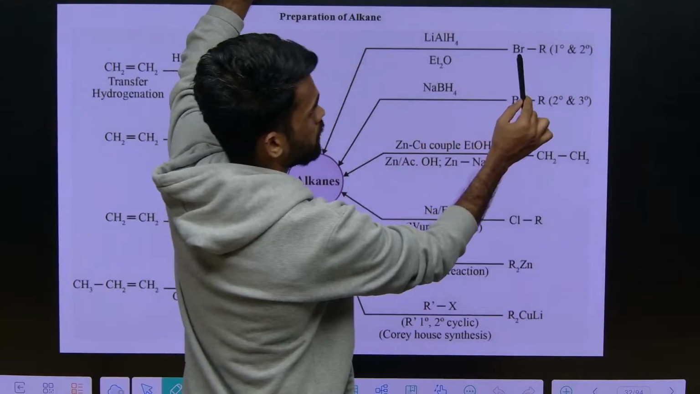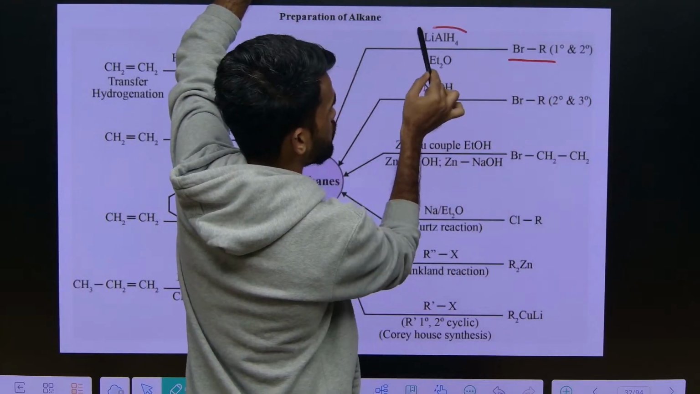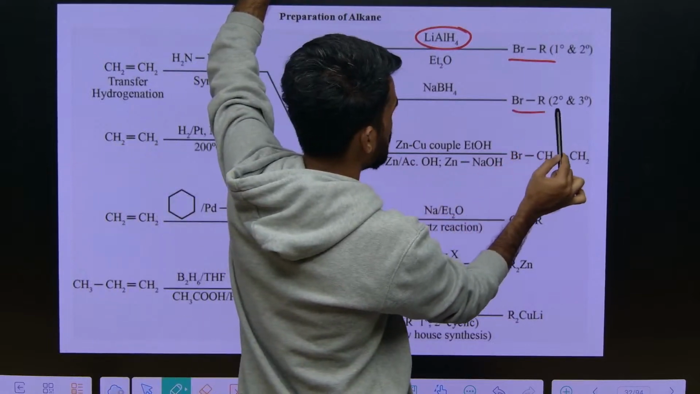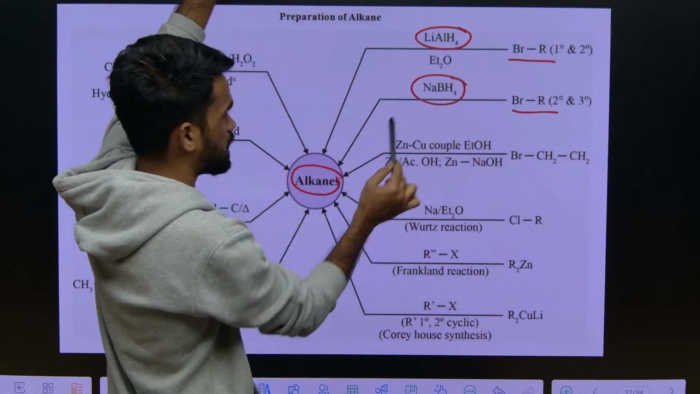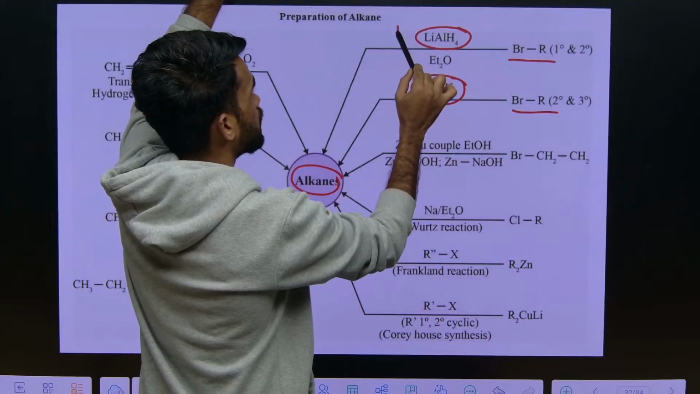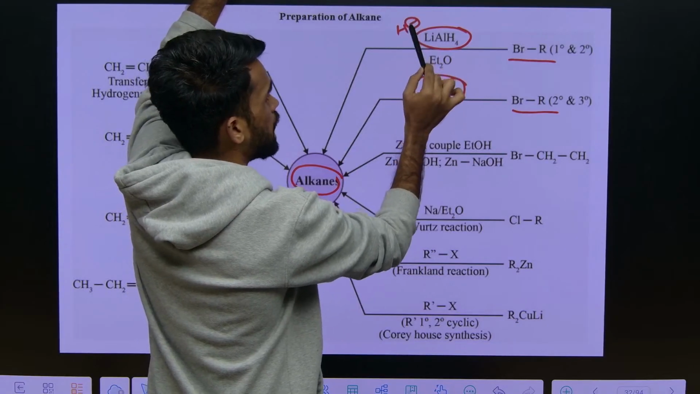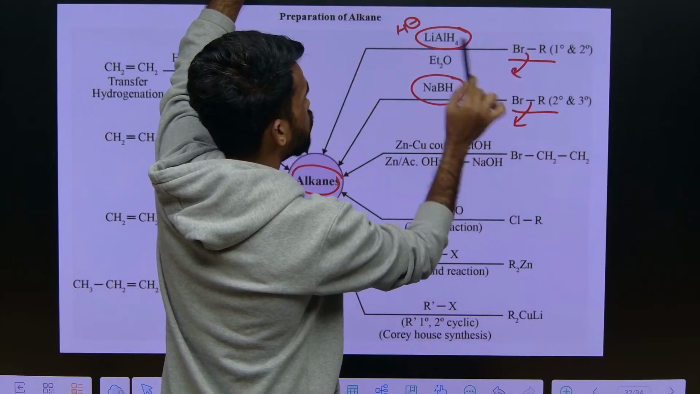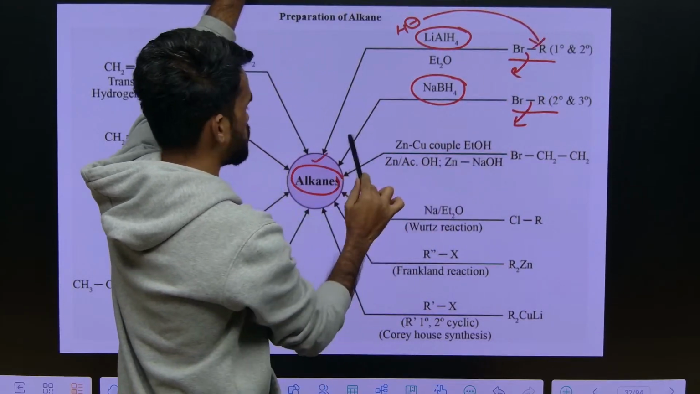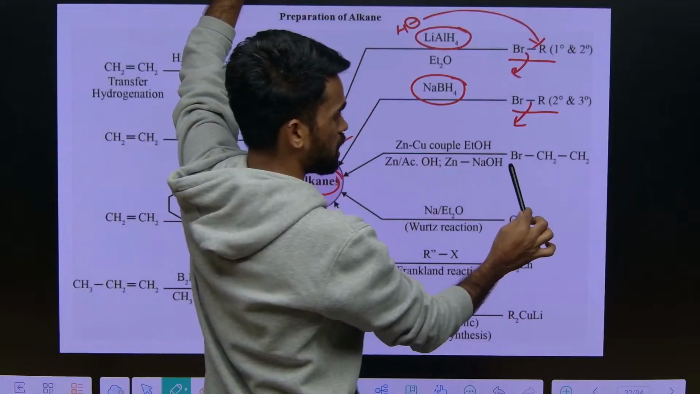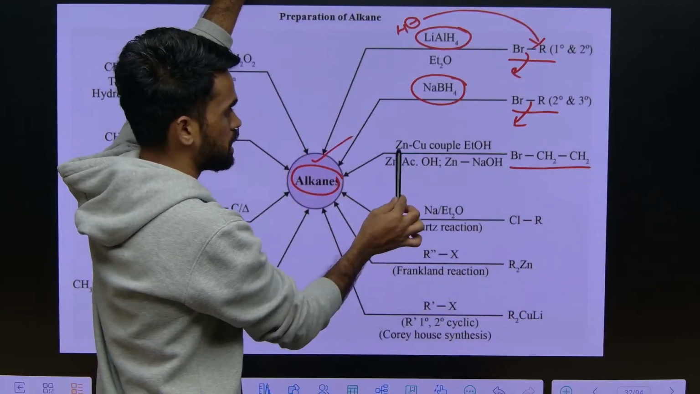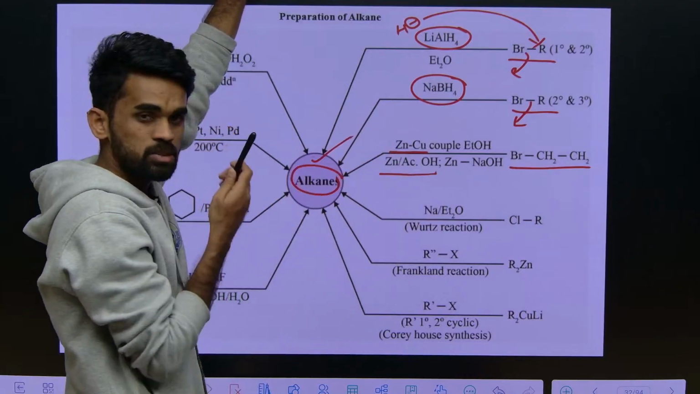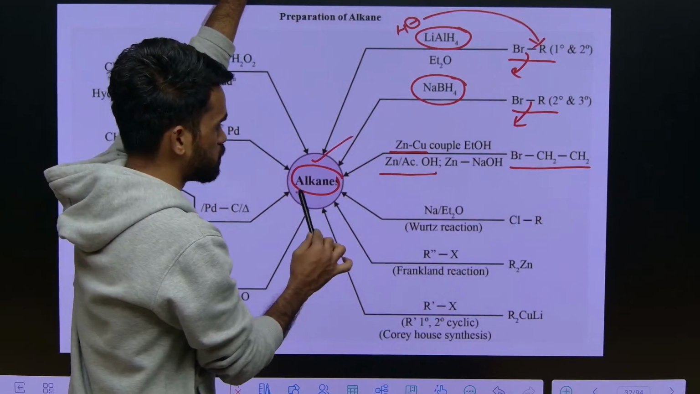You treat your alkyl bromide with lithium aluminum hydride, it produces the respective alkane, and treating alkyl bromide with sodium borohydride, which is also a reducing agent, gives the same. They give hydride ion, so the hydride ion acts as a nucleophile and replaces the bromide, giving the respective alkane. Now there is also reduction of alkyl bromide using zinc copper in acidic medium, zinc with acetic acid, which gives the respective alkane.